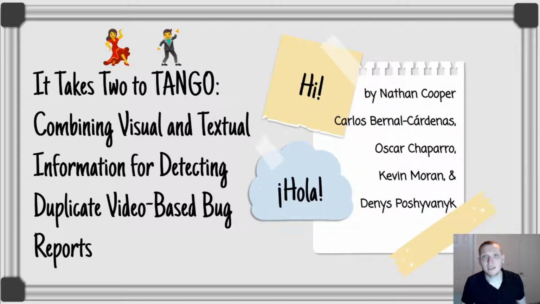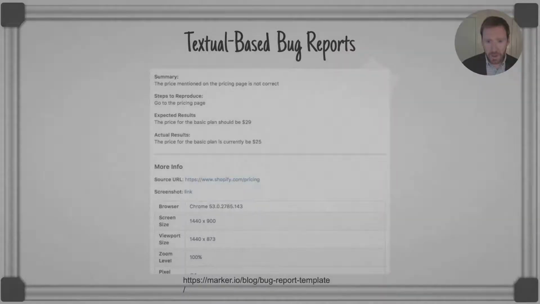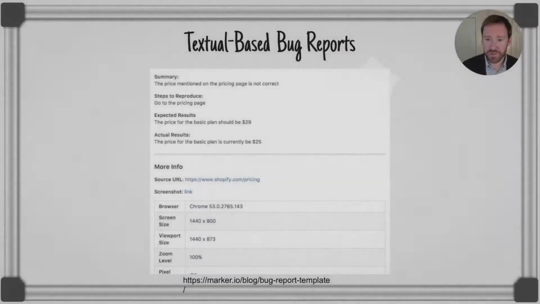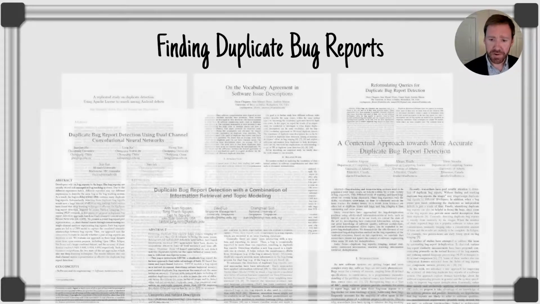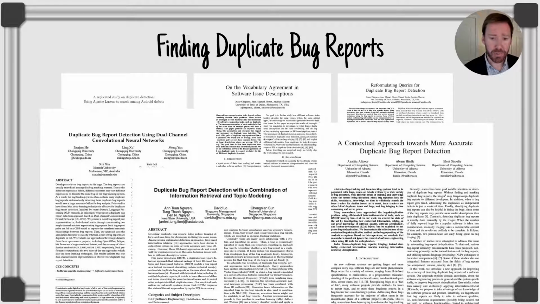And we wrote the paper It Takes Two to Tango: combining visual and textual information to detect video-based bug reports. So let's rewind the clock to the days of traditional text-based bug reports. In these days, bugs would be described in natural language and contain very important information such as the expected and observed behavior, as well as the steps to reproduce the bug. Additionally, a wealth of research has gone into detecting duplicate bug reports. These systems can help save developers time by aggregating groups of similar reports so that they can be properly assigned to developers and reduce wasted effort.